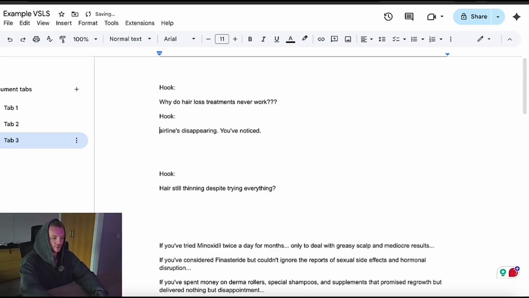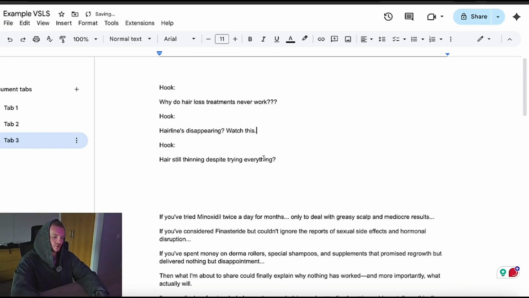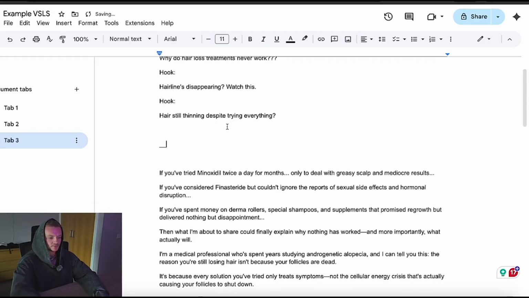You just take away the you. Hairline's disappearing. Watch this. There. Very simple. So why do hair loss treatments never work? Hairline disappearing, watch this. Hair still thinning despite trying everything. So we've got two that are more solution aware, and this one is more problem aware. But that's fine. Now, we go into our lead.